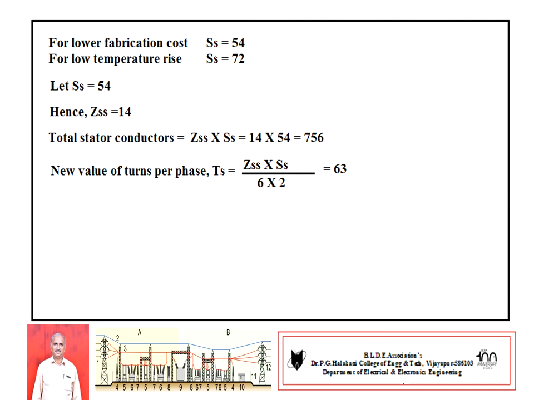Hence, Zss becomes 14. Therefore, total stator conductors as per this new design equal Zss into SS, that is 756. And new value of turns per phase, Zss into SS, 6 into 2. So finally we are getting 63.